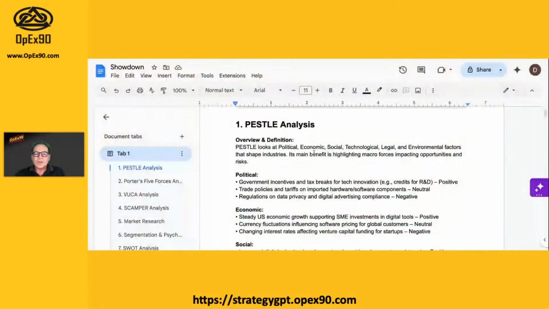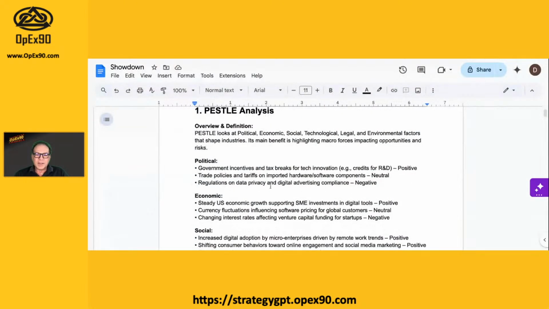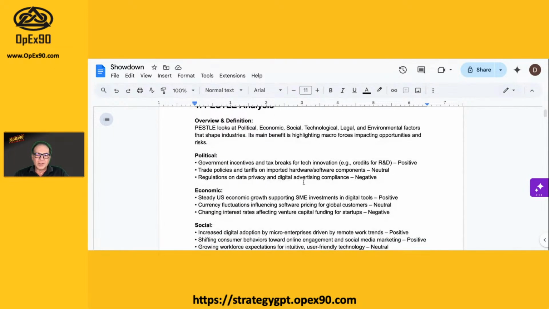So I'm sharing this Google Docs screen. We'll get rid of that menu on the side here. So here's what it's saying, here's what it's looking for. It says it's done a PESTLE analysis, the things about the industry that we need to know and what's going to affect it, right? Trade policies, regulations.